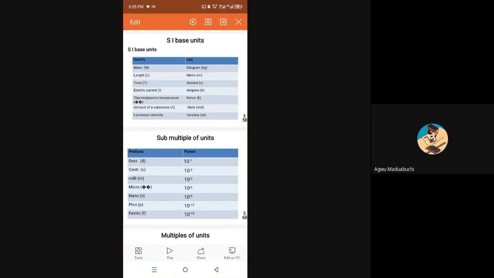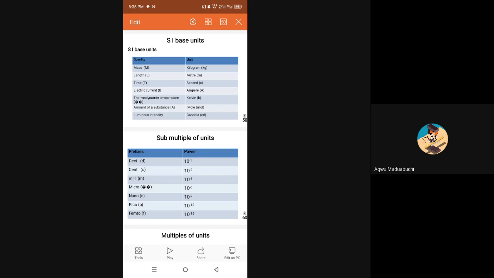Please read slide 6. 10 raised to power minus 1 is decimeter. 10 raised to power minus 2 is centimeter. 10 raised to power minus 3 is millimeter. 10 raised to power minus 6 is micro. 10 raised to power minus 9 is nano. 10 raised to power minus 12 is pico. 10 raised to power minus 15 is femto.